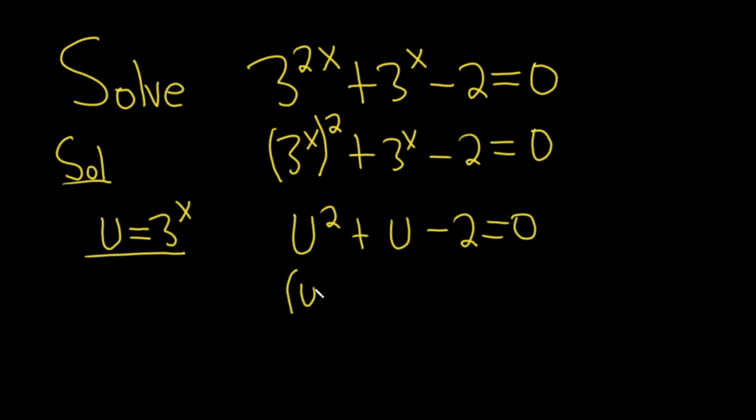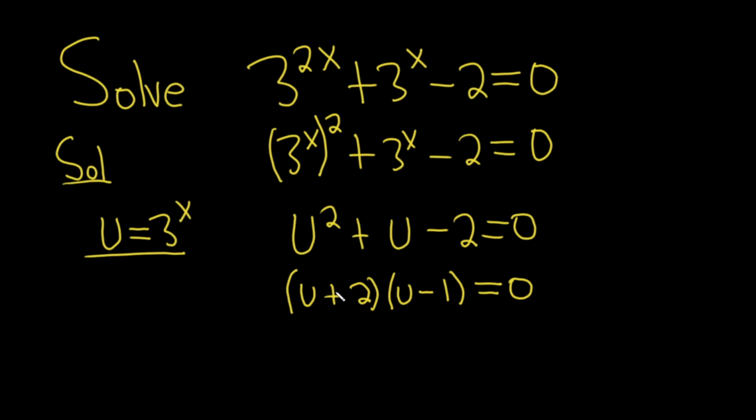So we have parentheses u, and then this is equal to 0. So we need two numbers that multiply to 2, so obviously 1 and 2. But they have to multiply to negative 2 and add to positive 1. So I'm thinking make the 1 negative and the 2 positive.